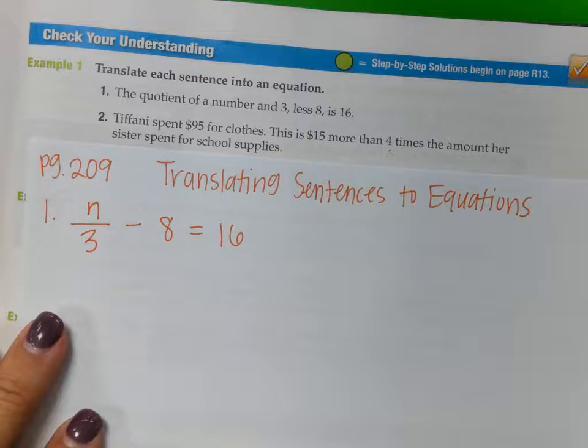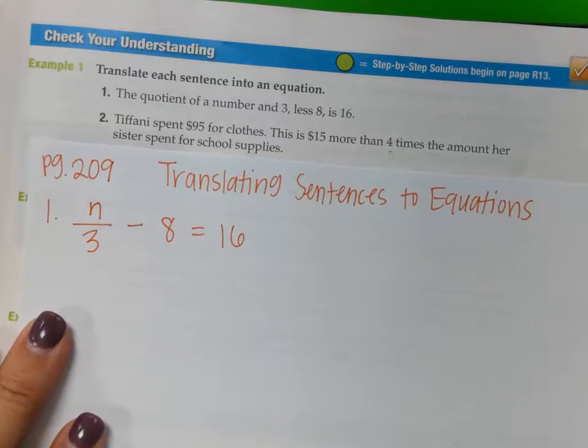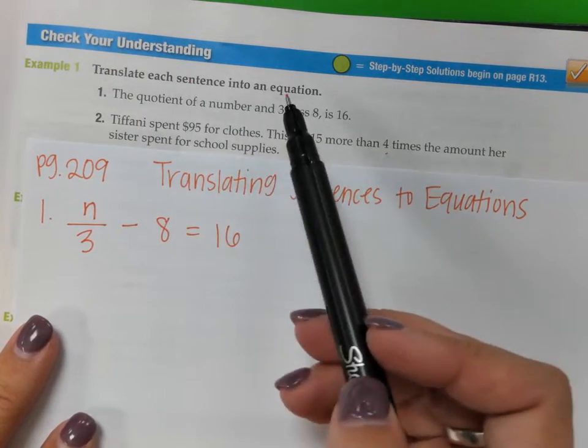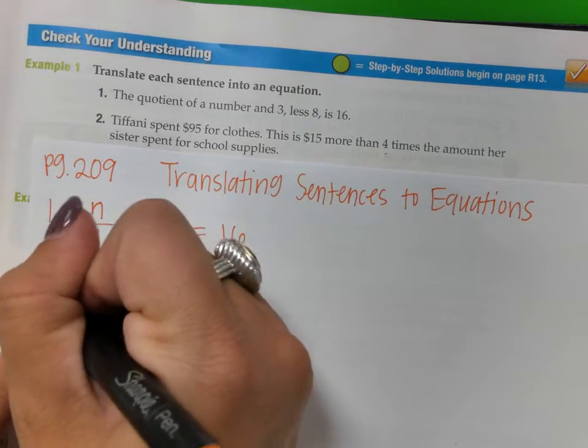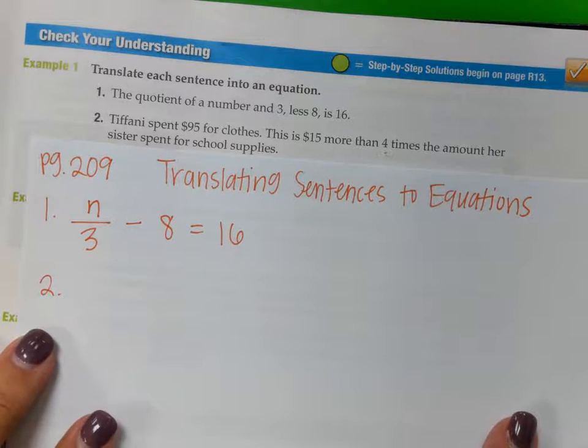Questions on that? Yes? We have to solve it. Not right now. We're going to solve them in a second. Right now we're just going to write our equation. Okay. All it says is translate each sentence into an equation. Are some of our homework problems like that? Yeah, it's going to be writing an equation and solving them.